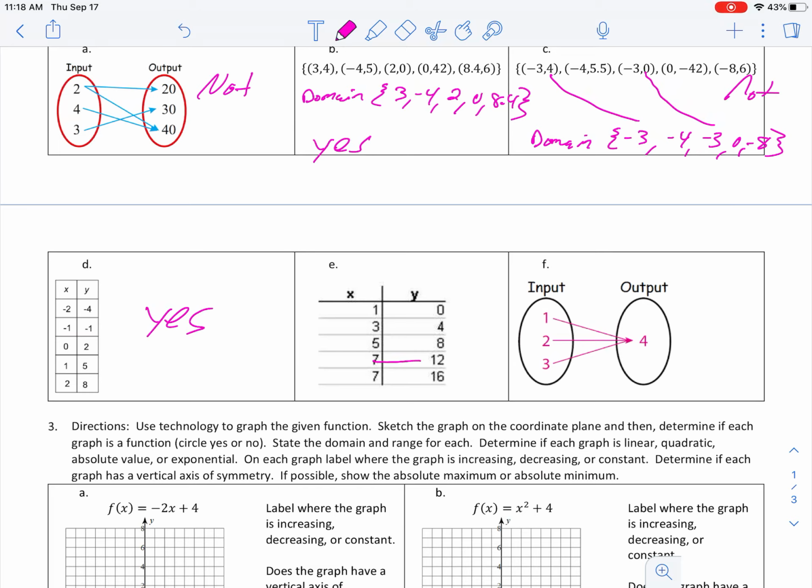Letter E, right here in that domain I'm looking at, I notice 7 goes to 12, 7 goes to 16. 7 cannot go to 12 and 16, so this is not a function.